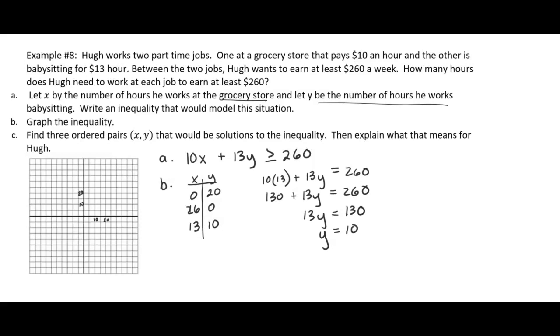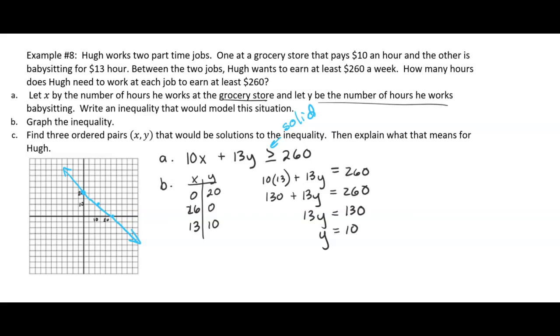Okay, so now we're going to be able to graph some ordered pairs here. So 0, 20, that's going to be right there. And 26, 0 is going to be about there. My little graph paper is pretty small. And then 13, 10, it's going to be about there, okay? And now I can draw the line. Now this time it's got the equal to part, so this is going to be a solid line because it's got the equal to part. We haven't seen that for a few examples. Okay, then we can draw that line.